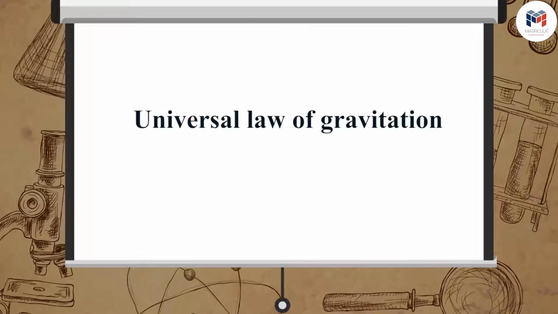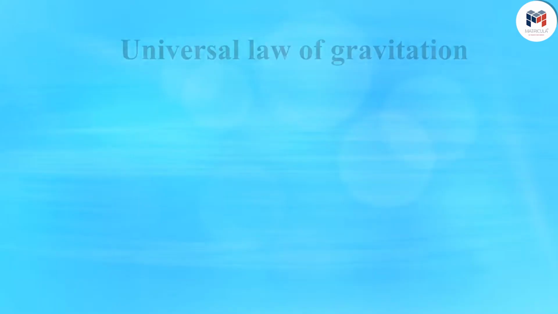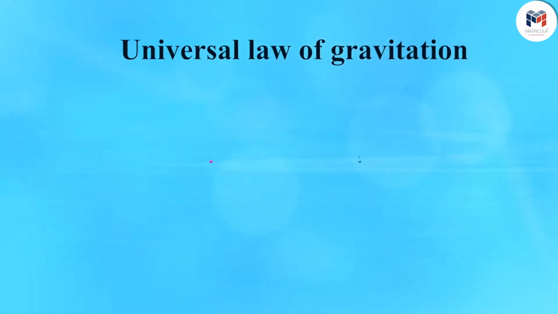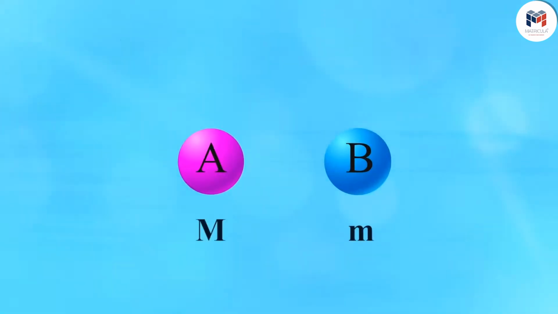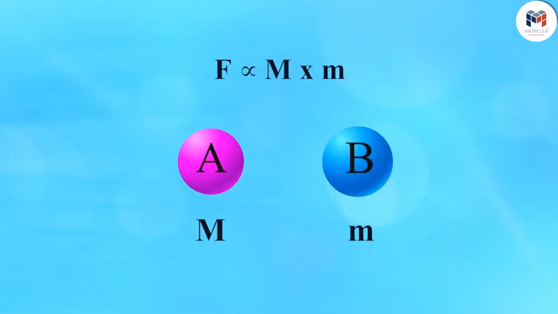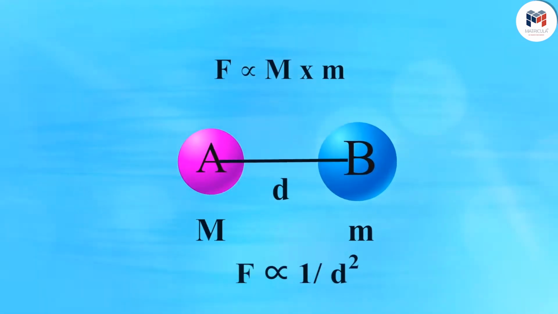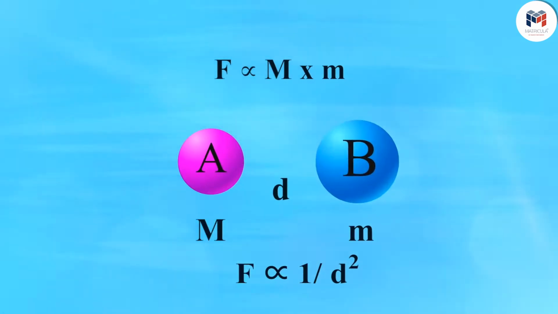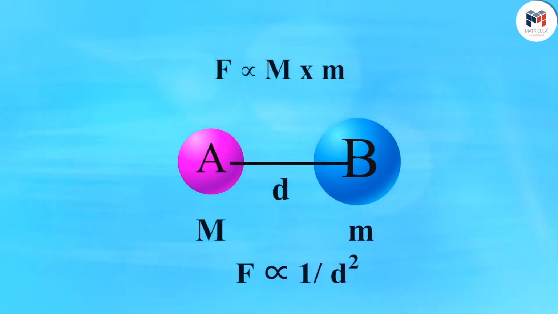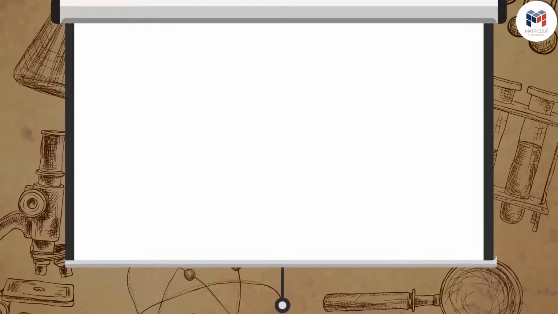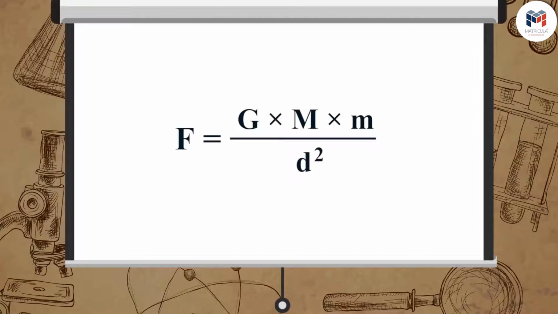Now, let us understand what exactly is the universal law of gravitation. The universal law of gravitation states that the force between two objects in the universe is directly proportional to the product of their masses and inversely proportional to the square of the distance between them. The force is directed along the line joining the center of two objects. Mathematically, it is written as F is equal to G multiplied by M multiplied by M upon D square.